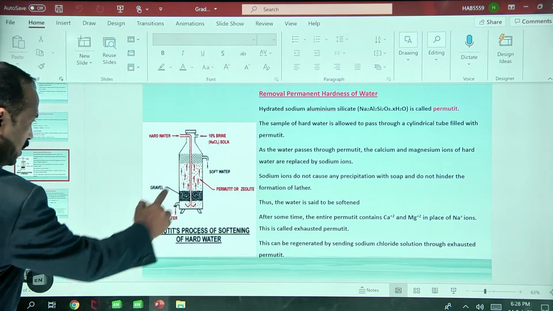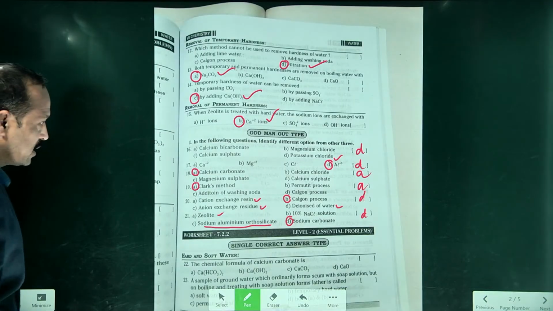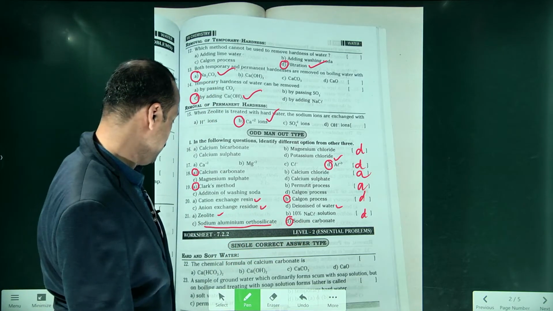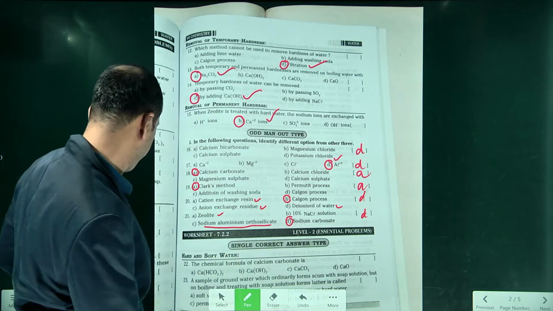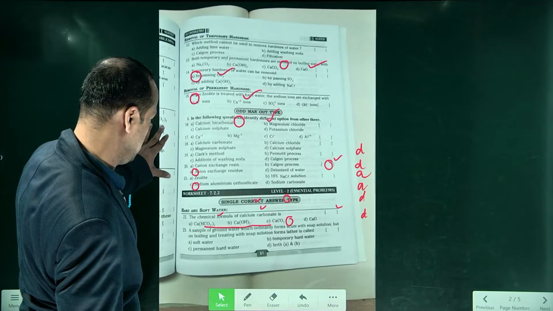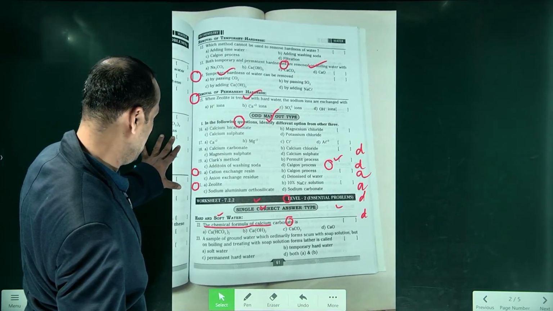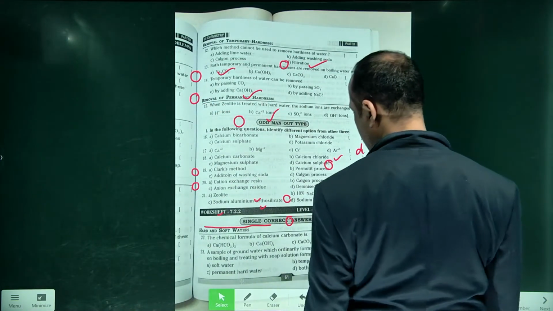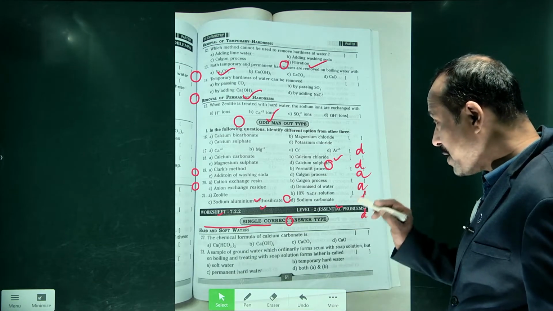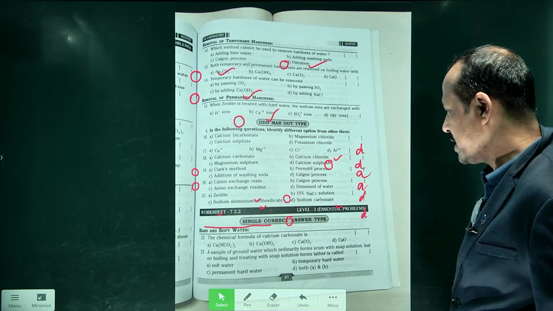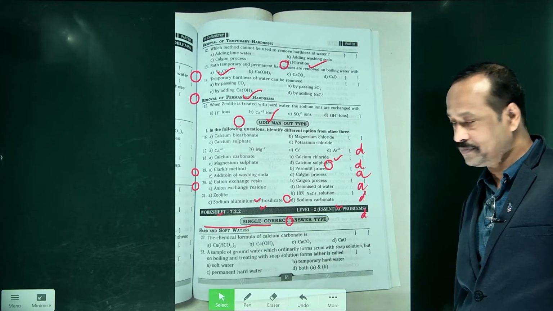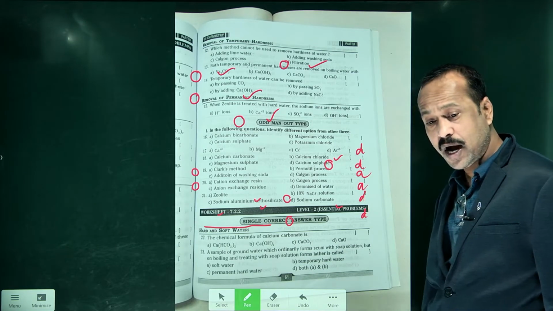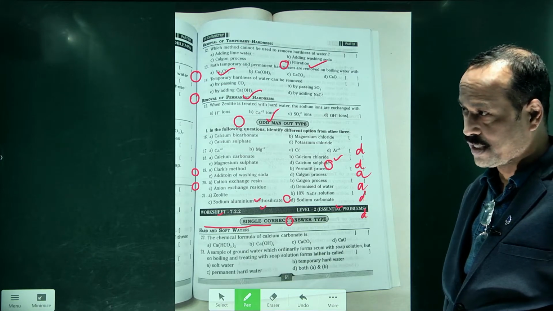Can you find sodium carbonate anywhere? No. We cannot find it, so sodium carbonate is the right answer. Clear? Yes, sir. Now next question. Hard and soft water, single correct answer type. The chemical formula of calcium carbonate is, very simple, calcium carbonate.